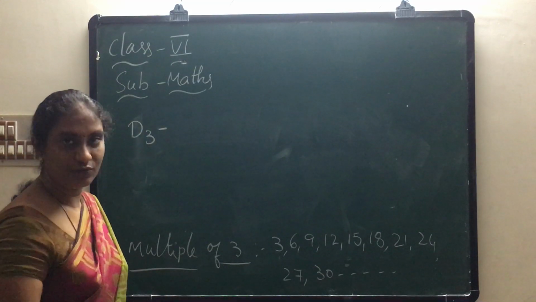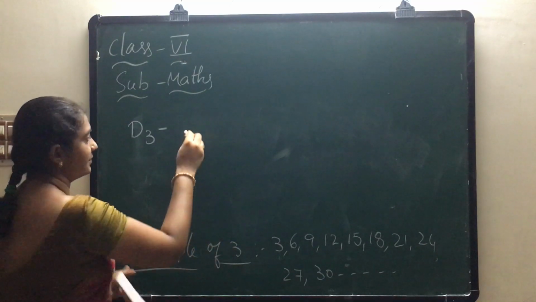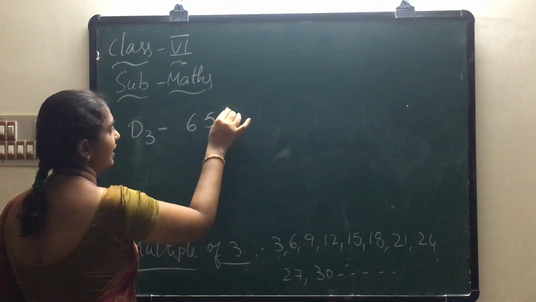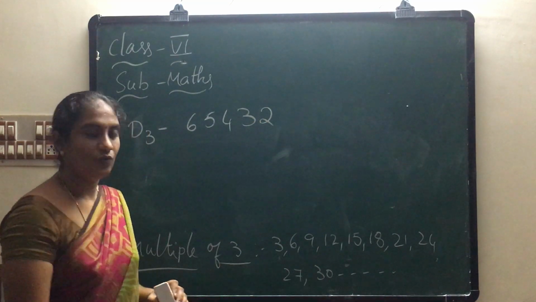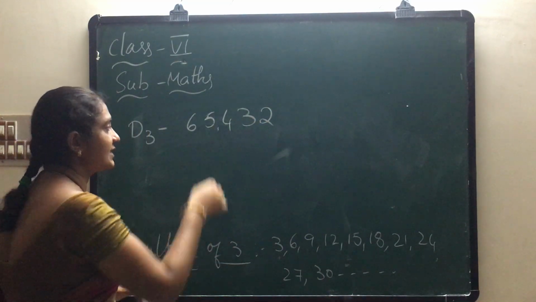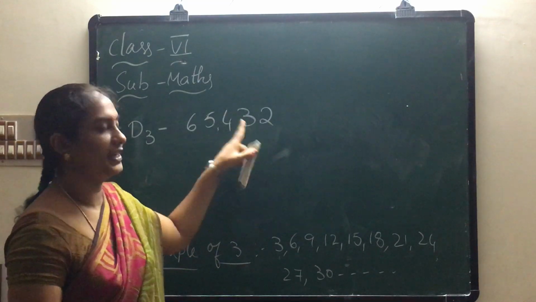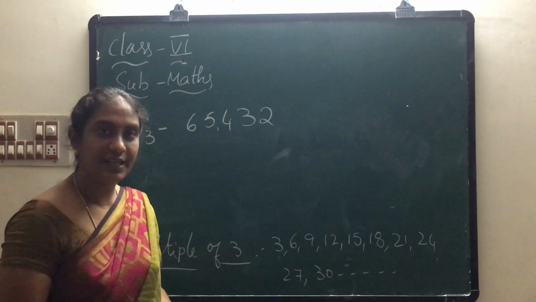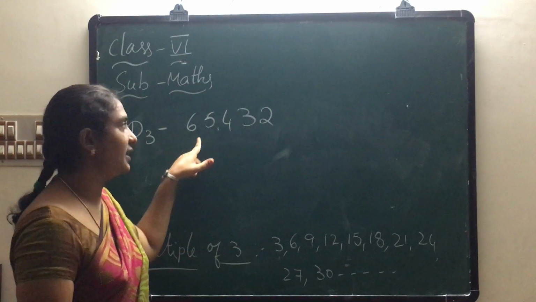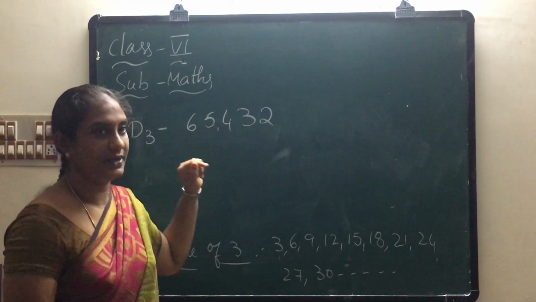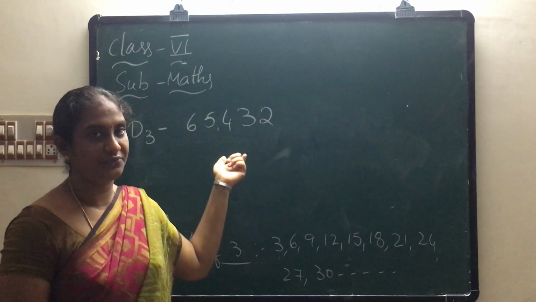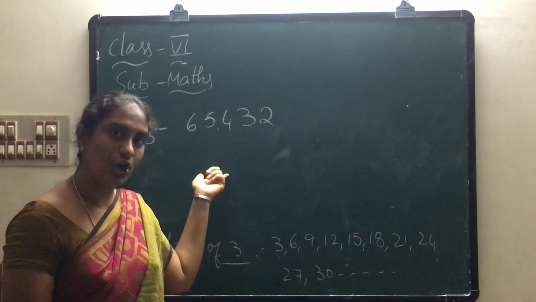For divisibility by 3, for example, I am giving 6, 5, 4, 3, 2. Okay children, what is the number I have given here? 65,432. For this number we have to find out whether it is divisible by 3 or not.